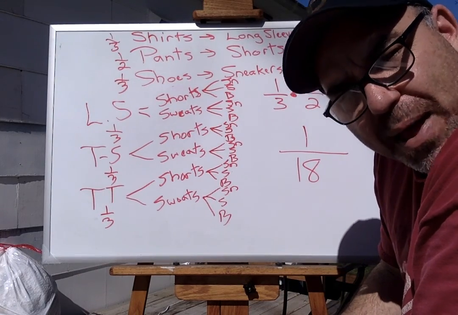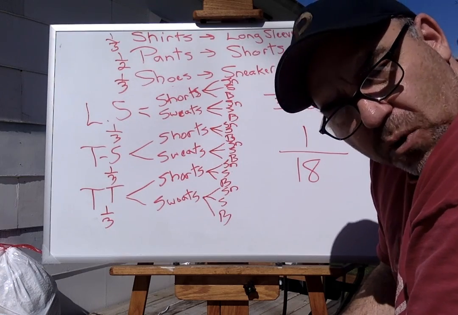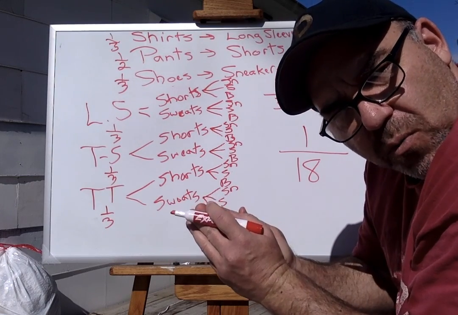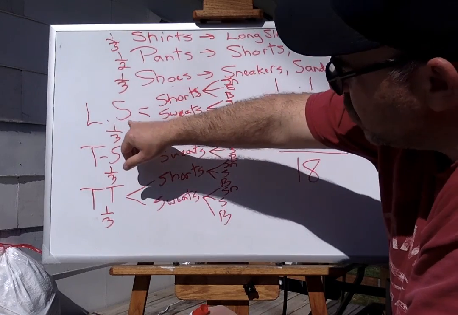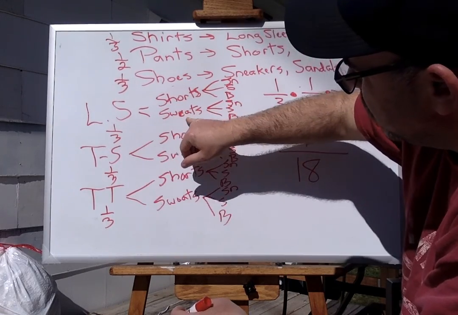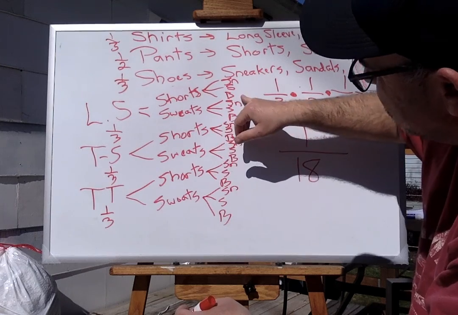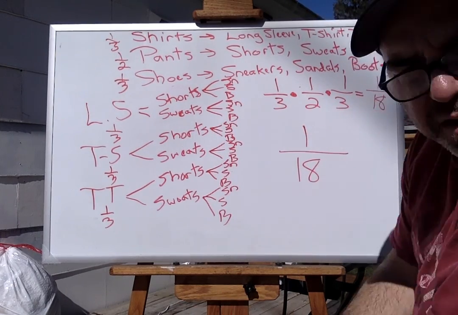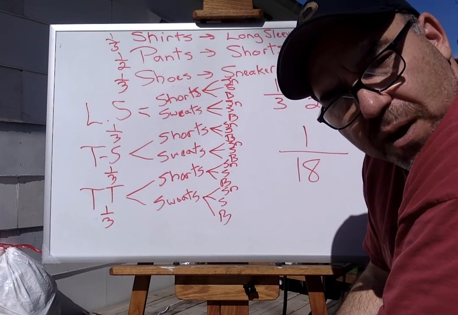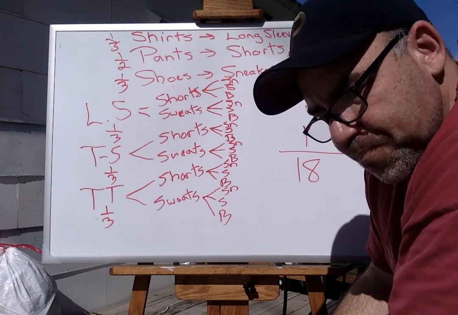That's called a compound event. Think of compound words. Compound words are 2 words put together to make 1 word, right? These are compound events. Choosing which shirt, choosing which pants, and choosing which shoes, all put together. And the probability of those things occurring is 1. Each one of those possibilities is 1 out of 18.